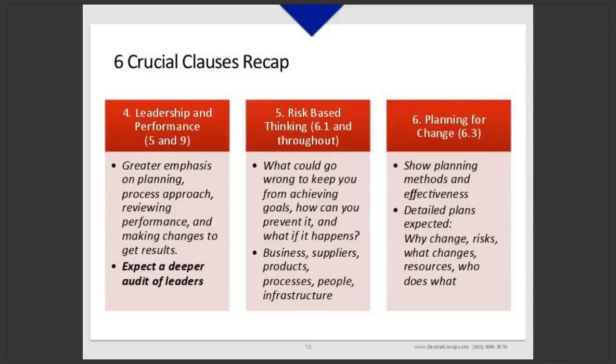Not just for production processes, but for the business as a whole, for your suppliers, for people, for infrastructure, looking at how you would do business continuity if something big happened in your organization. And then planning for change, showing that what we just talked about, that you've got methods for planning and ensuring the effectiveness of a change, including detailed plans where you have looked at why the change, the risks, what changes, and who does what throughout the change, before, during, and after. That's part of your project management process.